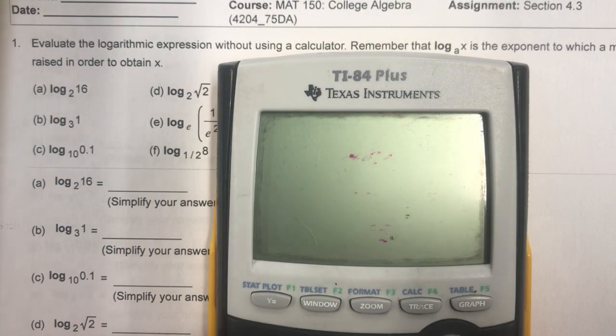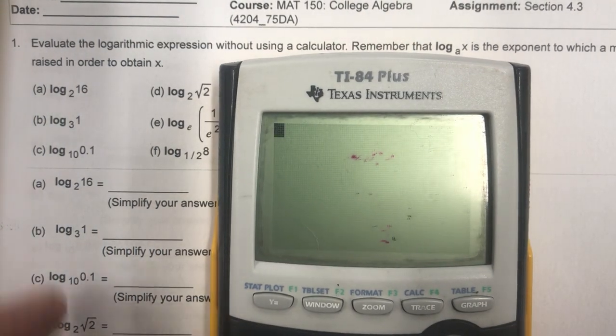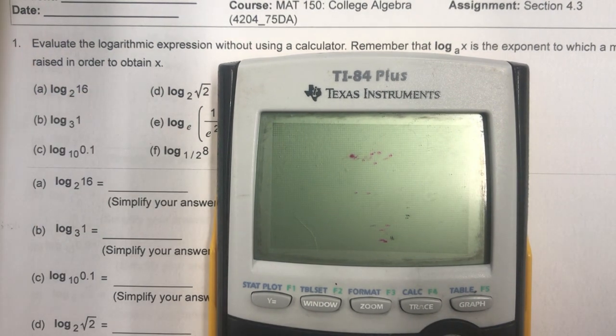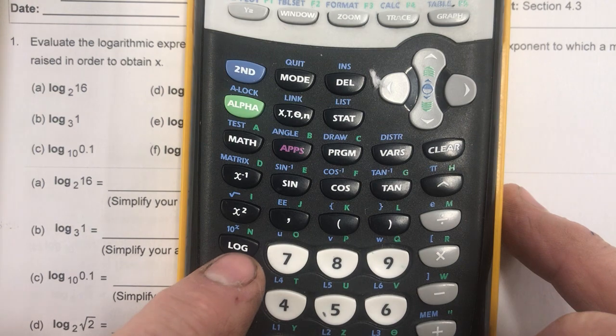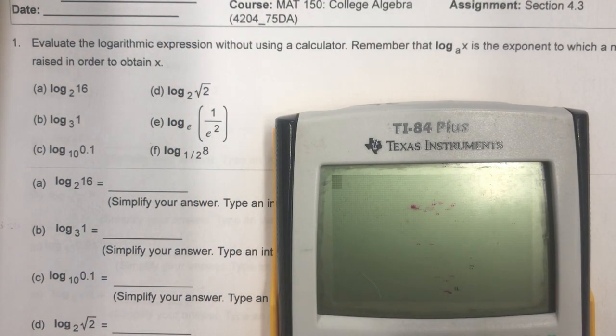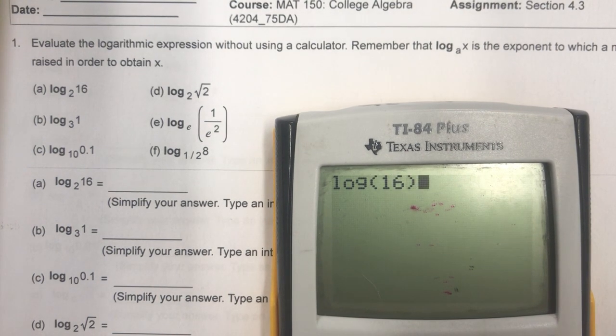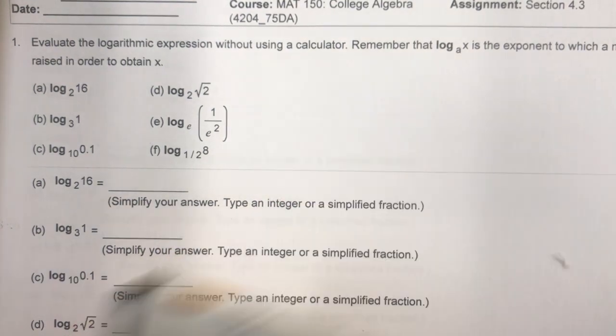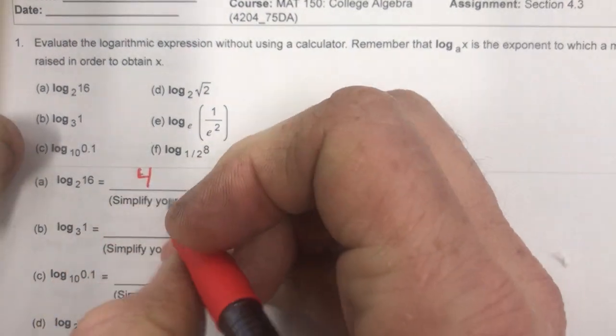So like you can get your calculator here, and log base 2 of 16, you do log, and every calculator has a log button. Right here's the log. Okay. So I'm typing that in. I'll do log 16, close the parentheses up, divide by log of 2, which is 4. Okay? So the answer for that is 4.